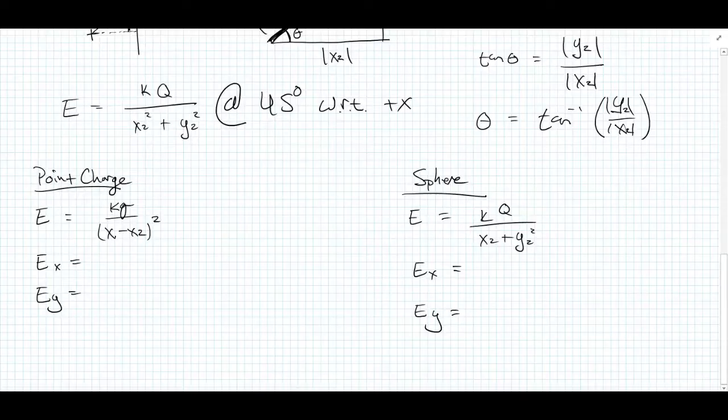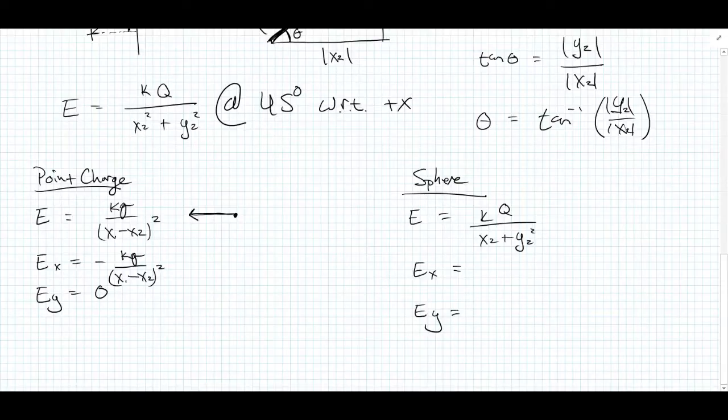So for this point charge field, it points straight to the left. So actually the x component we know is going to be negative because it points in the negative x direction here. And the y component is going to be 0 because it doesn't point up or down. So it only points to the left, so we can immediately write down the x component of the field. And it's important that we have this negative sign here. And then the y component of that field is going to be 0.